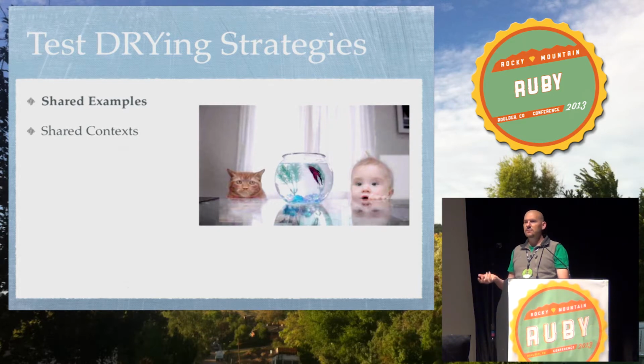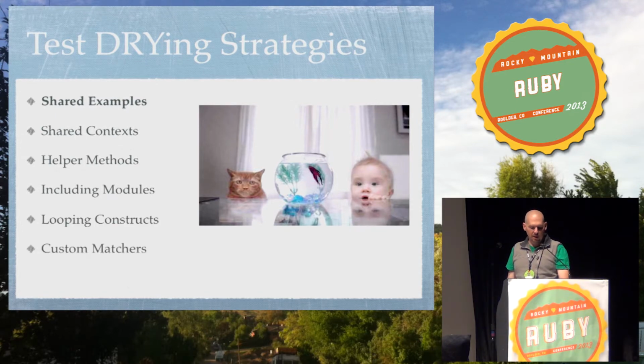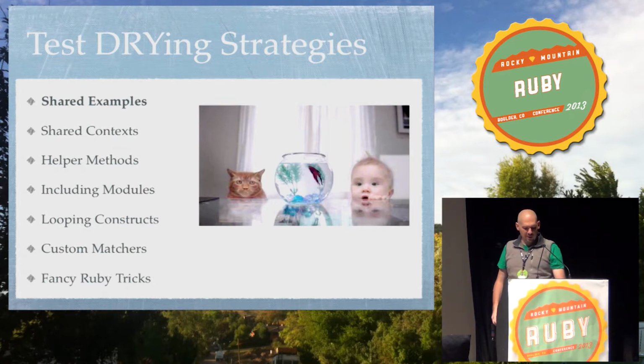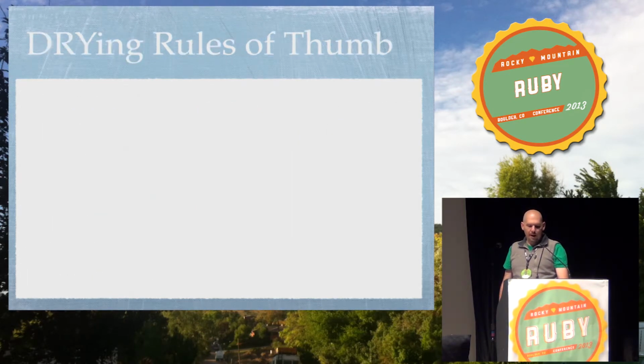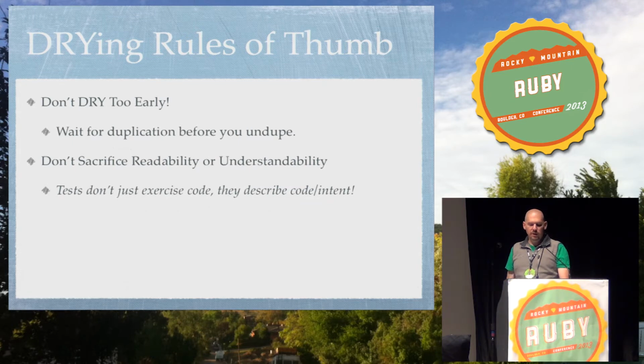Some different strategies for test DRYing: shared examples, shared contexts, helper methods, including modules, looping constructs, custom matchers, and fancy Ruby tricks. I wish I had time to go into those a little bit more. Some quick rules of thumb when you're DRYing up your tests. Don't DRY too early. Wait for duplication before you undo. Don't sacrifice readability or understandability. Tests don't just exercise code, they describe intent.